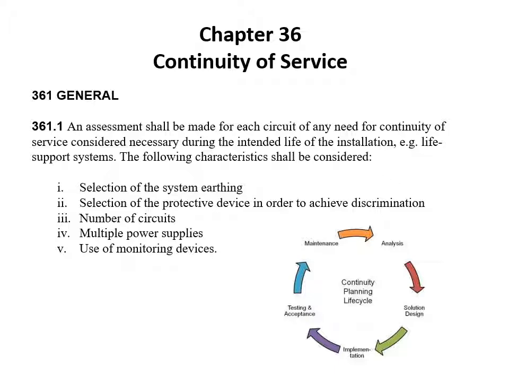And then finally, Chapter 36. Once we've designed our system, it needs to be fit to continue service without being looked after too much. We need to plan our maintenance, as we mentioned previously. An assessment needs to be made for each circuit for the need for its continuity of service, and an assessment of its intended lifespan, of course, as well, and any necessary backups that need to be put into place for it, such as multiple power supplies or monitoring devices.